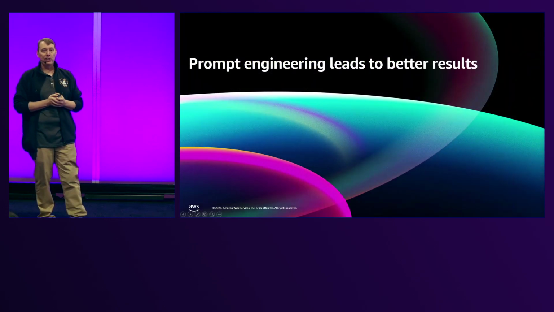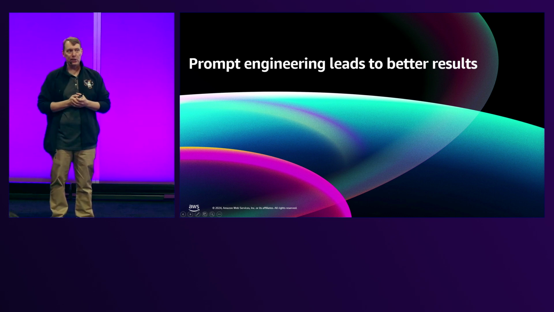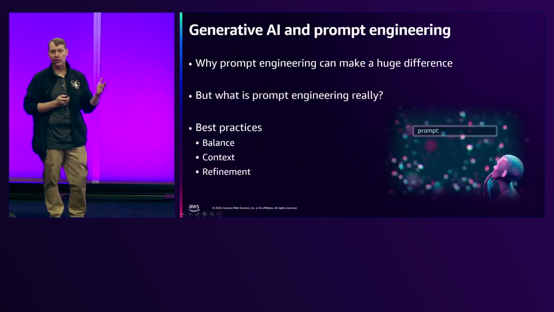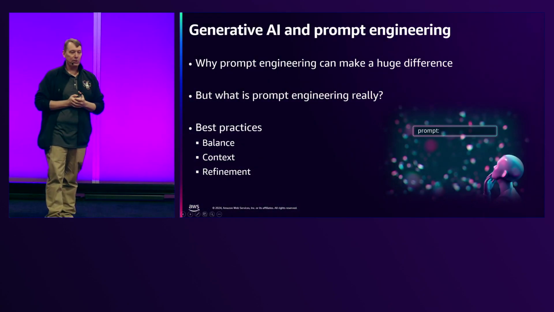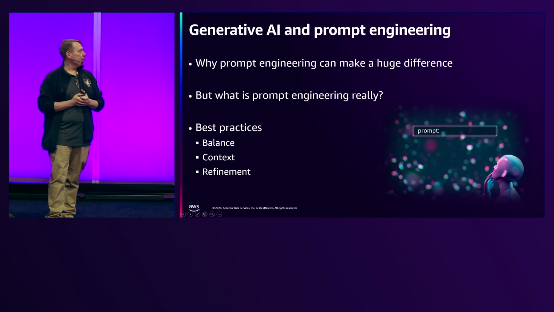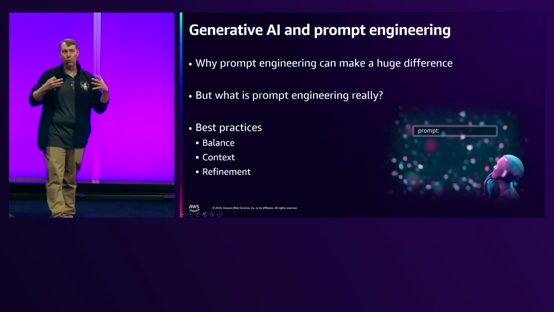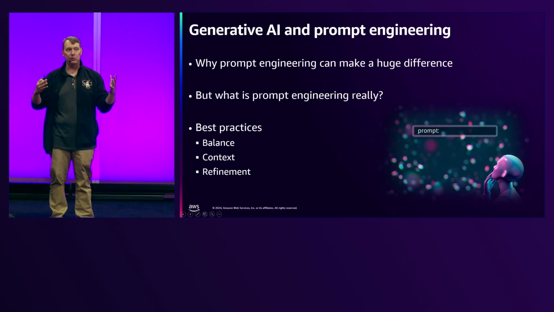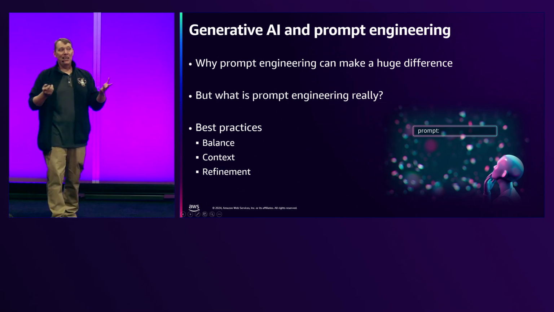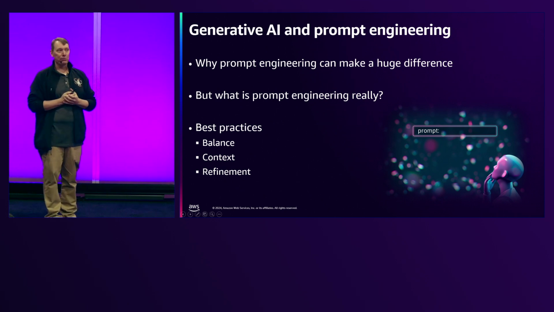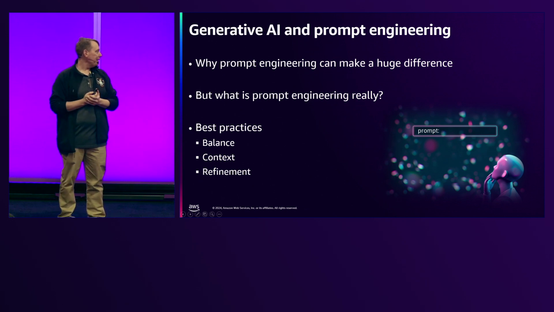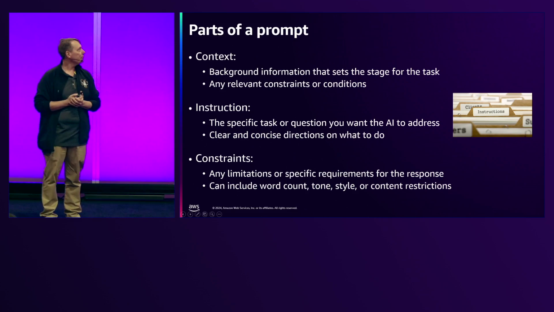So prompt engineering, right? This is often a topic that we don't dive super deep into when we're talking about generative AI, but it is the key to how we interact with almost every generative AI model. So specifically, why prompt engineering makes a huge difference. But what is prompt engineering? What are the different parts of it? Does anybody out there really know what the different parts of a prompt are? Yeah, see? It's a wide topic that not a lot of people really know how to dive into. But what we'll talk about today is some of the best practices around balance, context, and refinement. So let's look at this a little closer.